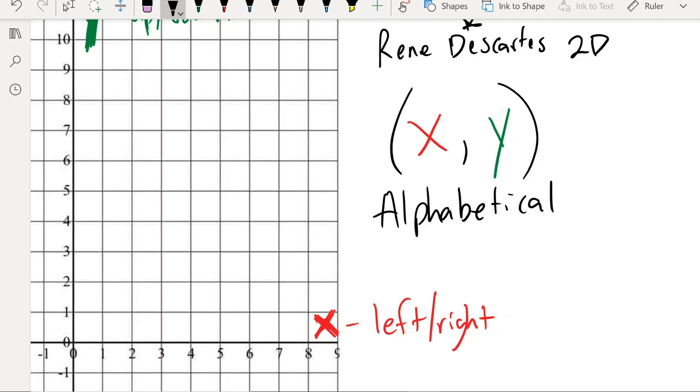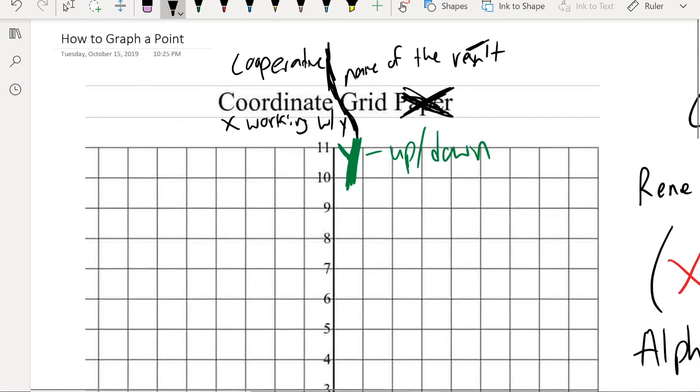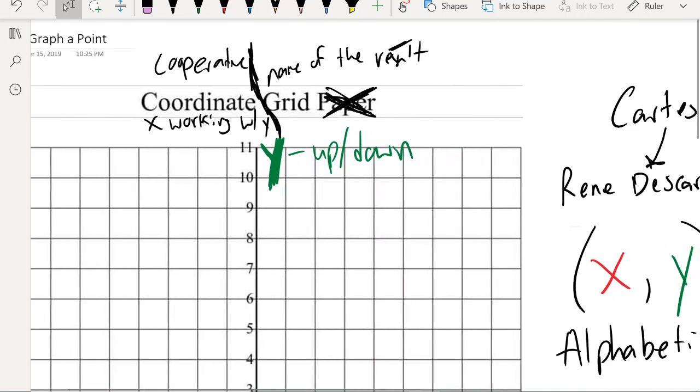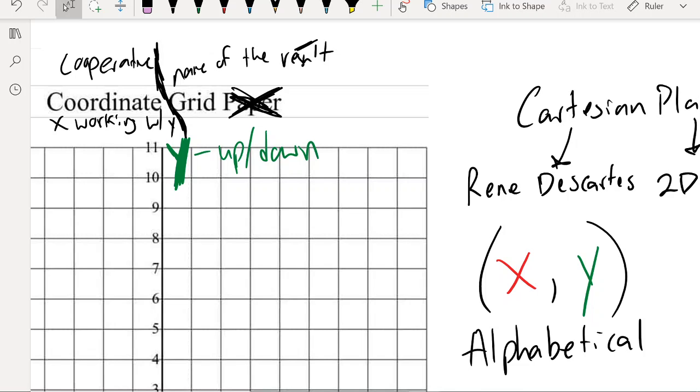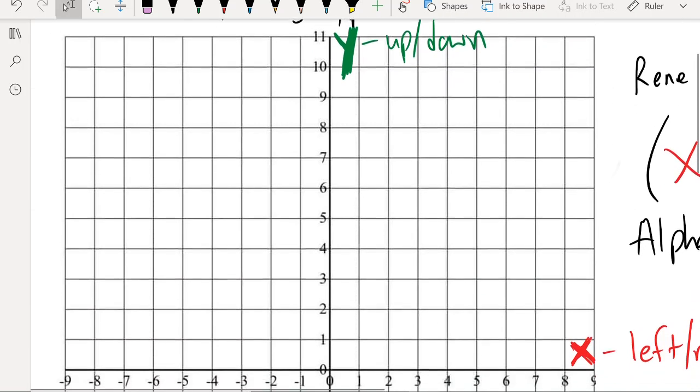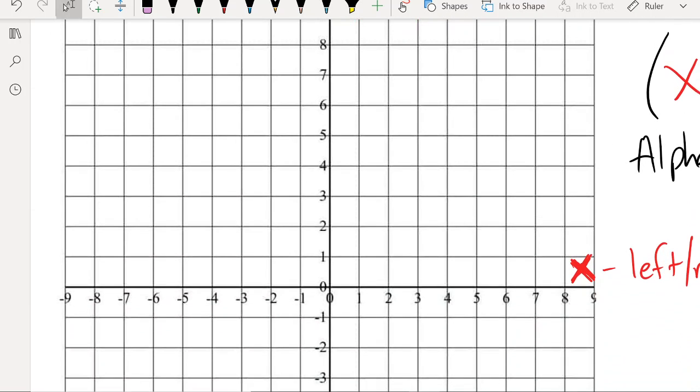Now you know. So X comma Y, that's all this boils down to. This whole topic of how to graph a point, it all boils down to X comma Y. That's the trick. Okay. So now we need to know where to start. You always start right here. This is where we start.